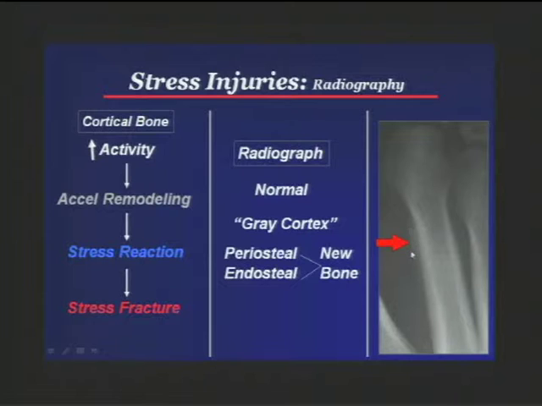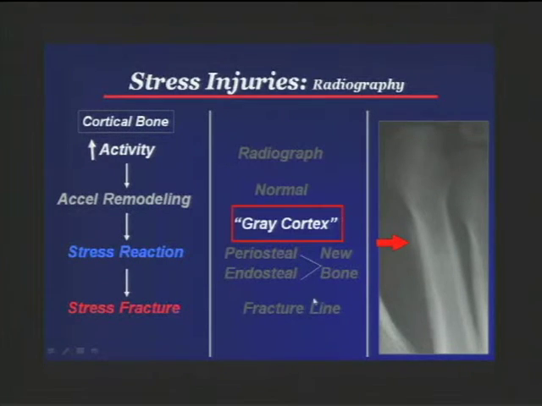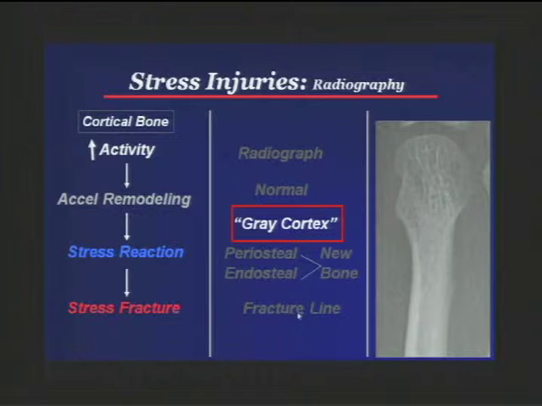This is where we'll often pick it up, because we'll notice the periosteal buttressing. Because of that temporarily weakened cortex, the periosteum gets active and starts laying down some new bone here. You may see the same thing along the endosteal surface. Then finally, we may see a fracture line. But let's talk about the gray cortex.